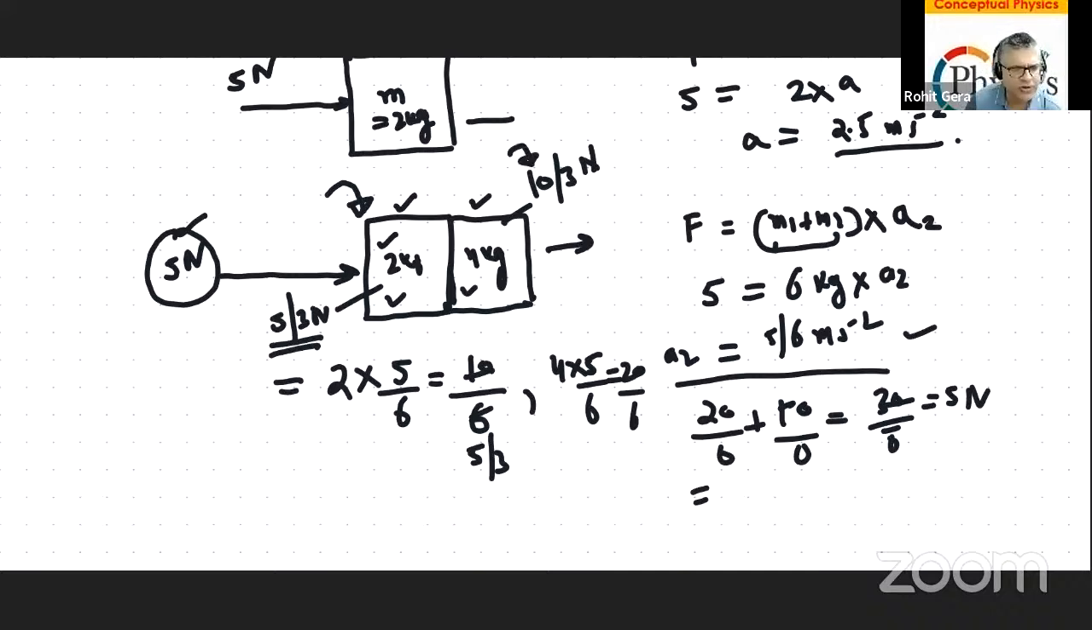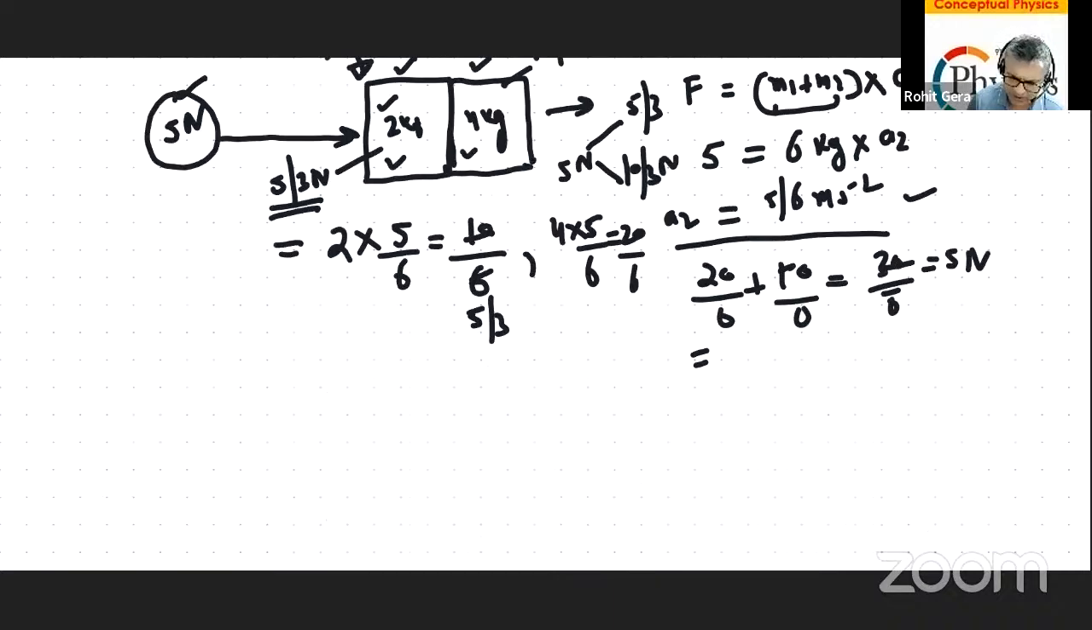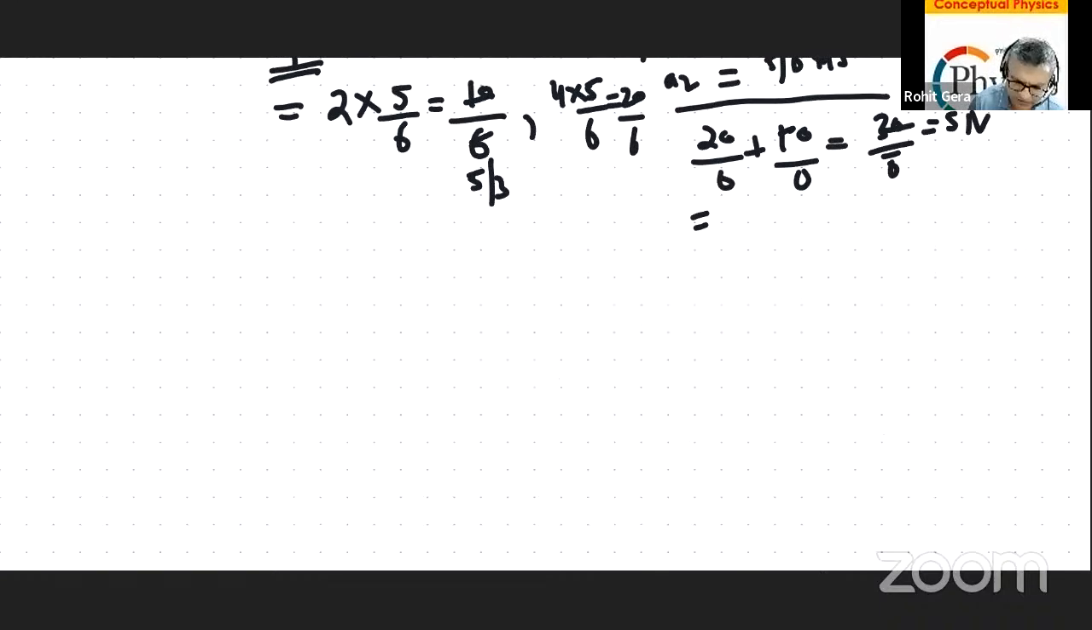So 5 newton got bifurcated as 5 by 3 and 10 by 3. This is the way it got distributed. So just an introduction to start solving bit advanced level questions, but this is not the point we're discussing right now. I have done this deliberately so that I can actually explain you the meaning of the action and reaction pair, which you will come across in many situations.